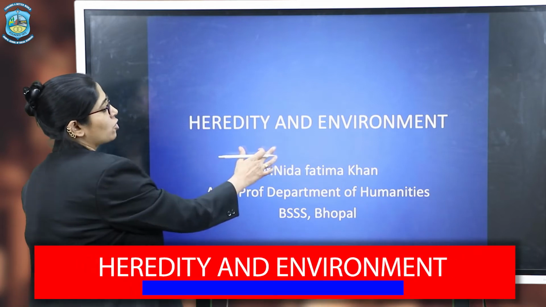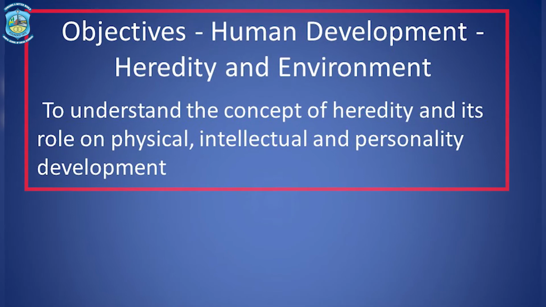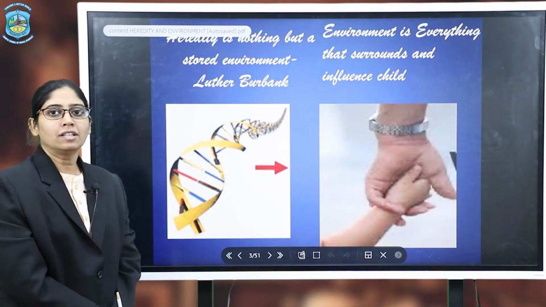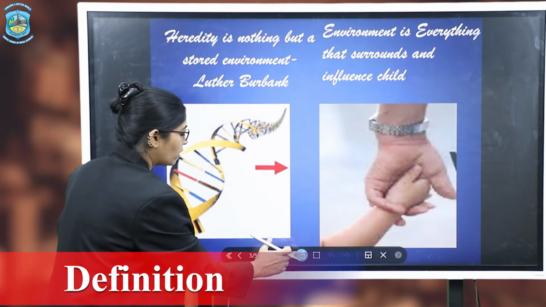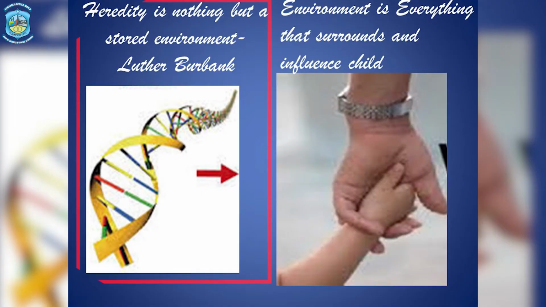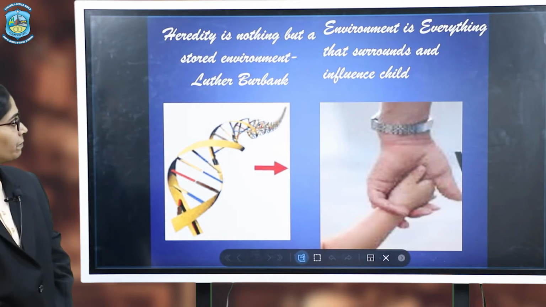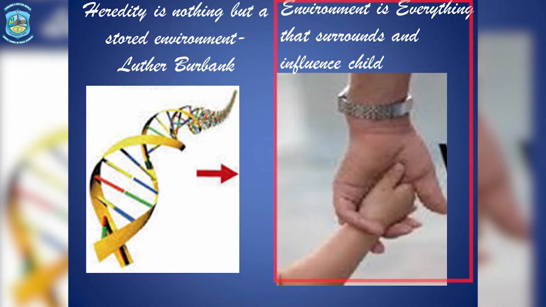Today we will discuss the topic Heredity and Environment. The objective is to understand the concept of heredity. Before understanding, let us look into the definition of heredity and environment. Now, what is heredity? Heredity is nothing but a stored environment. This is the definition given by Luther Burbank. Now, what is environment here? Environment is everything that surrounds and influences the child, and it also gets clear from the picture as well.